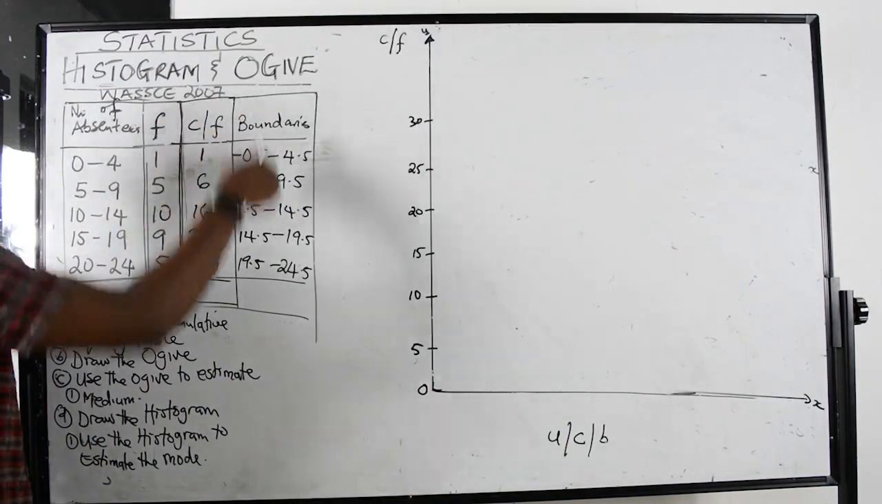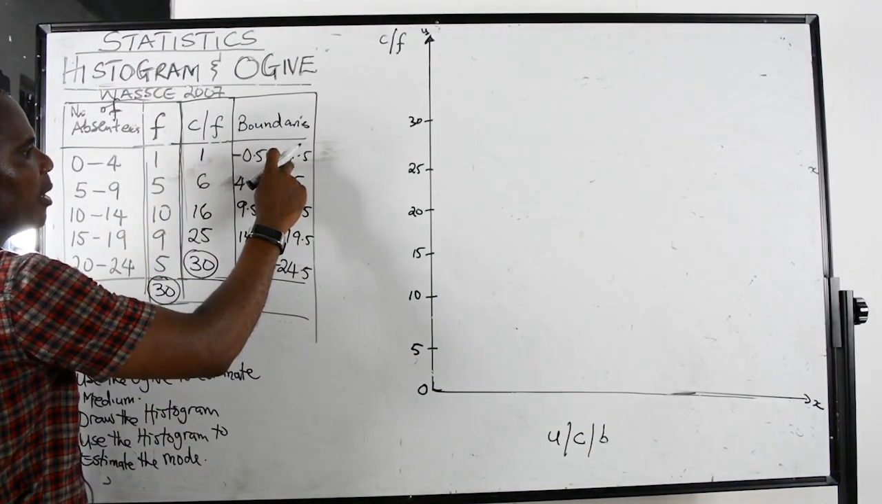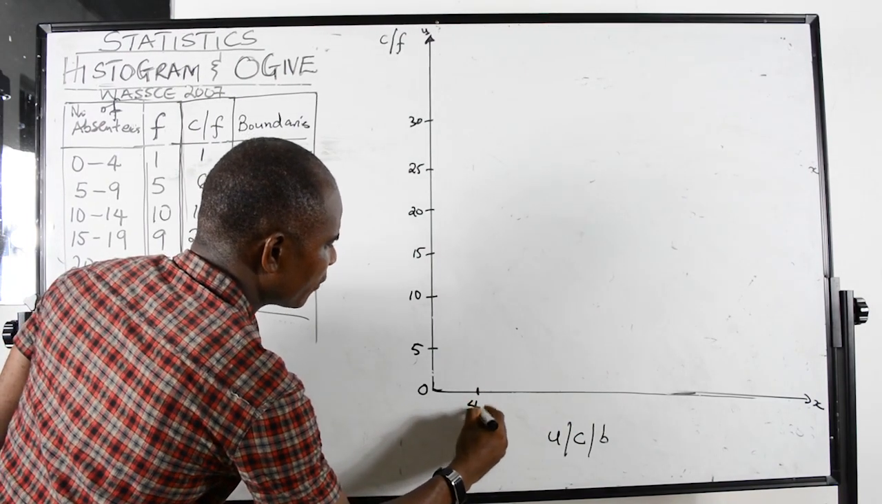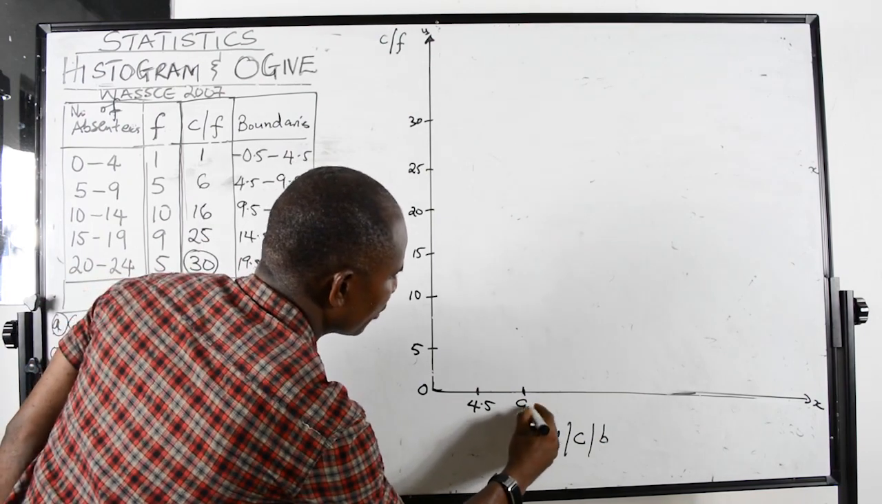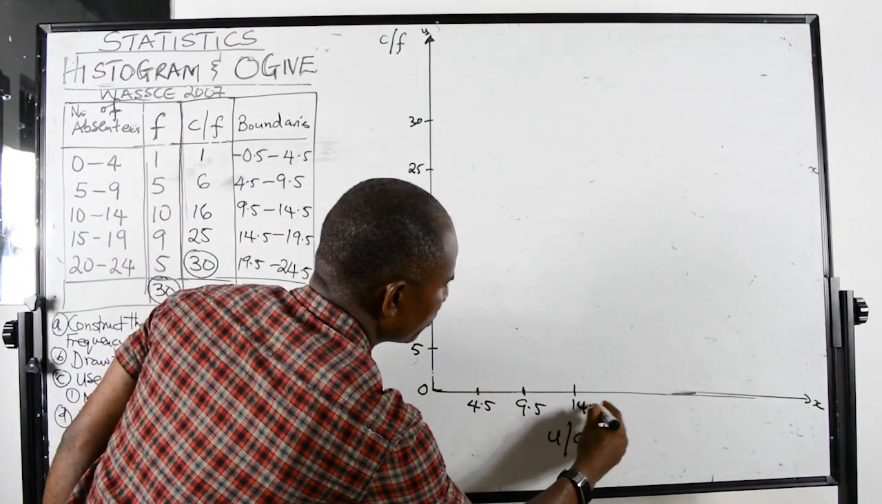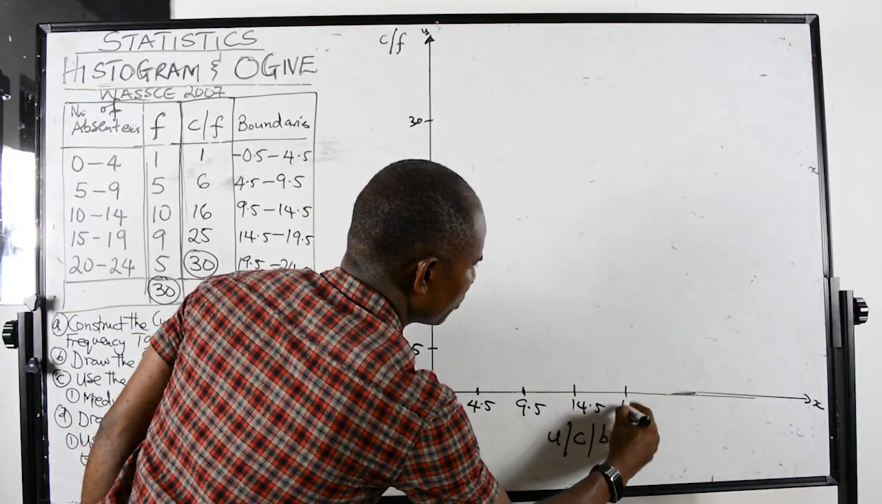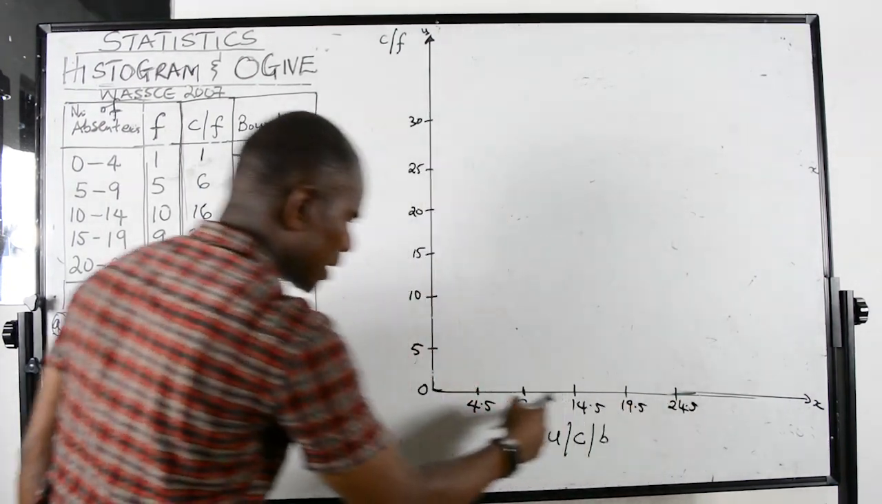Now on the x-axis, it is the upper class boundaries. These boundaries here are the upper numbers, so I can put them here. I start here. This is 4.5. This is 9.5. Now I have 14.5. Then I have 19.5. Then 24.5. These are the upper class boundaries.